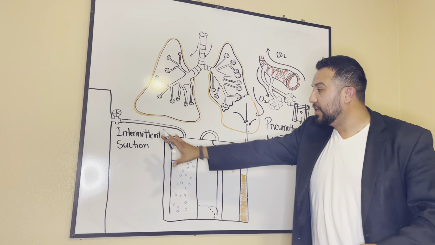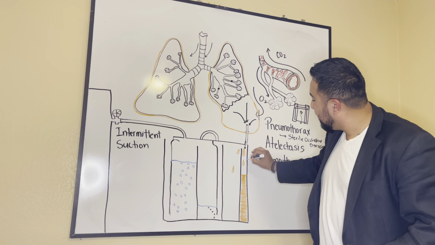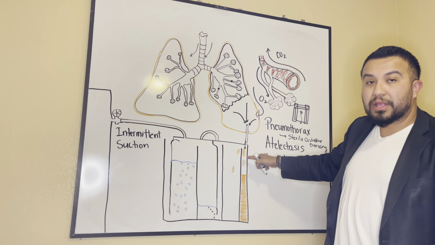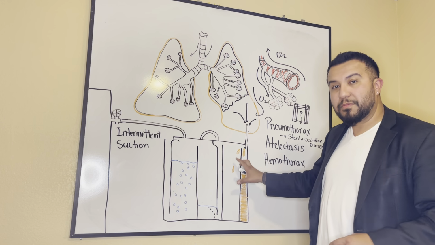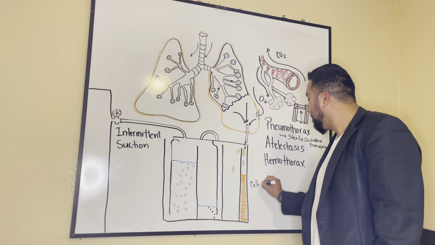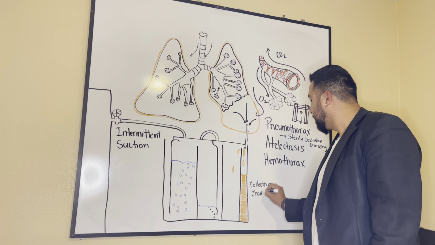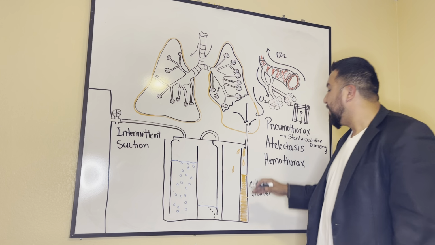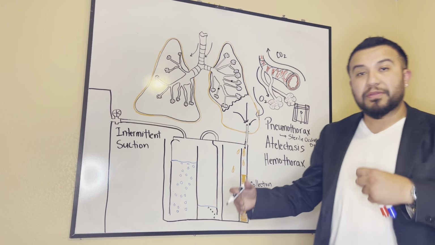Now, the suction container right here produces a force that will bring in any air or fluid, as you can see outlined in this orange color, and it'll start filling up the first compartment. The first compartment is known as the collection chamber. And the collection chamber is not going to be emptied at the end of the shift. It is part of the output.